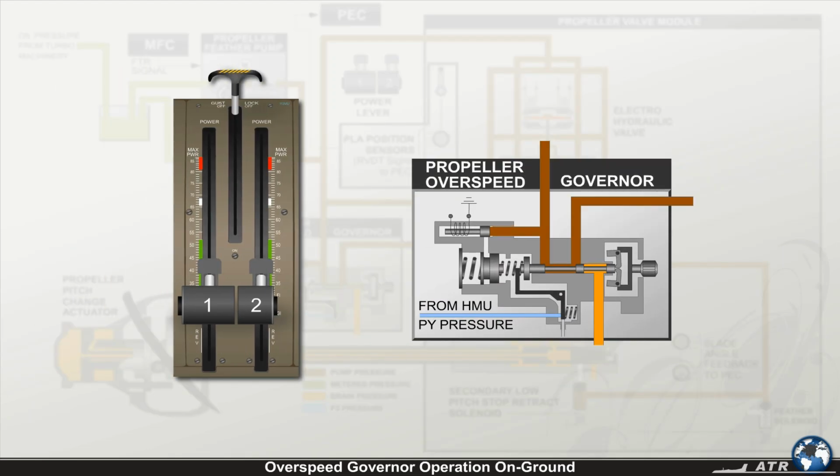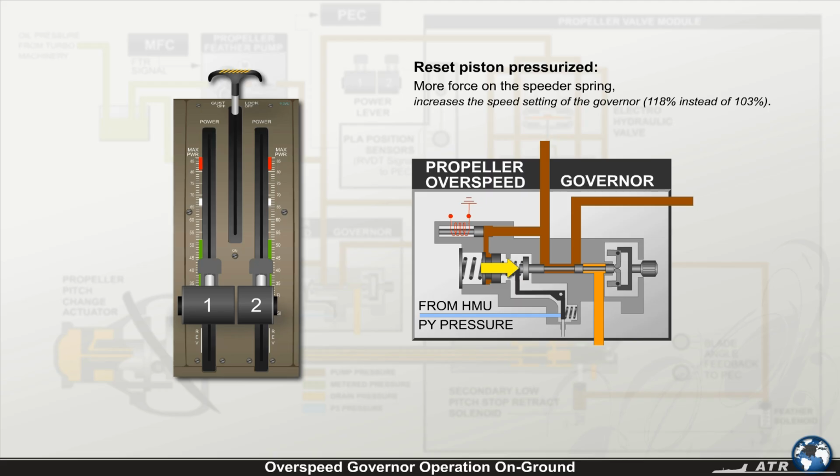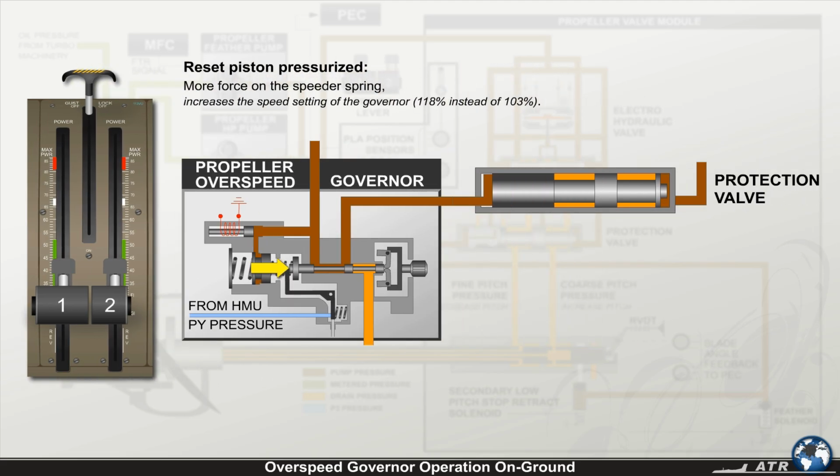At landing, when the power is selected below flight idle, the speed reset solenoid energizes. This pressurizes the reset piston. When the reset piston is pressurized, it puts more force on the speeder spring, which increases the speed setting of the governor, 118% instead of 103%. This causes the governor to keep the high-pressure signal to the protection valve on a higher speed range. This prevents momentary propeller overspeed to allow full reverse operation.